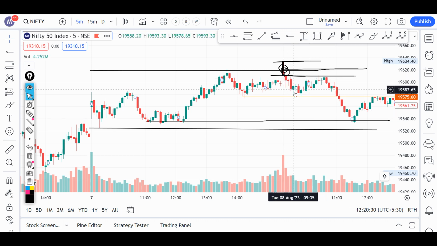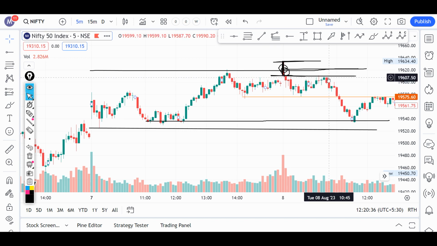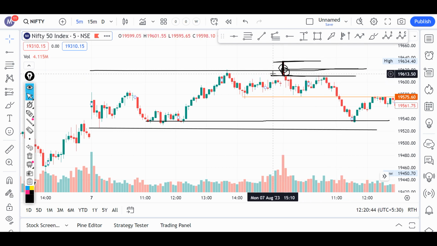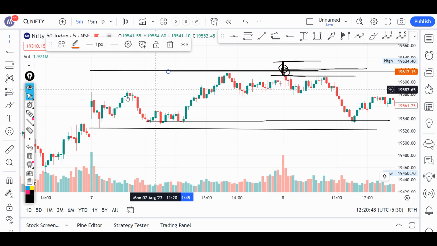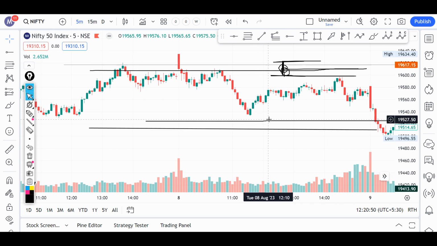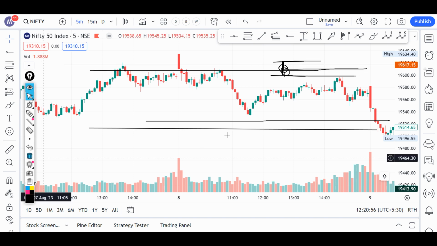Okay, first target achieved. The second time it came again into the same zone, it formed one red candle. Now when I am taking an entry here, I will not keep this as a stop loss. I'll keep this as a stop loss because I see there is a good selling zone which has been created here, right? Then what would be my next momentum?